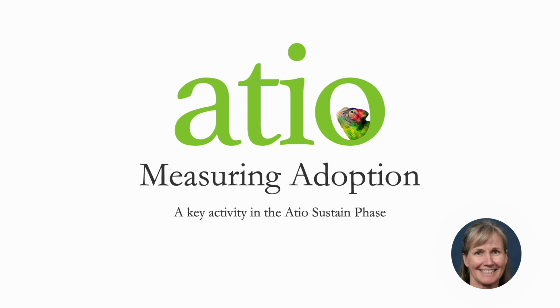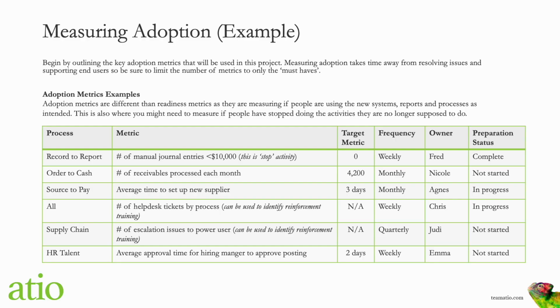This is a how-to video on measuring adoption using ADIO's change management methodology. Adoption metrics are very different from readiness metrics because you're measuring whether people are using the processes and systems as intended post go-live, versus the readiness metrics: are they ready for the changes that are coming to them?